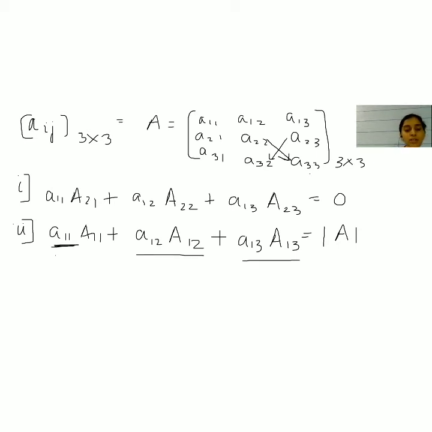That means the element is with its cofactor. The element is with its cofactor in the second one also, and in the third one also. So when an element is multiplied with its own cofactor, the answer is the determinant of the matrix. Whereas when an element is multiplied with any other cofactor, then the addition of the answers is 0. That's what we have to prove. So I'll prove the first one.